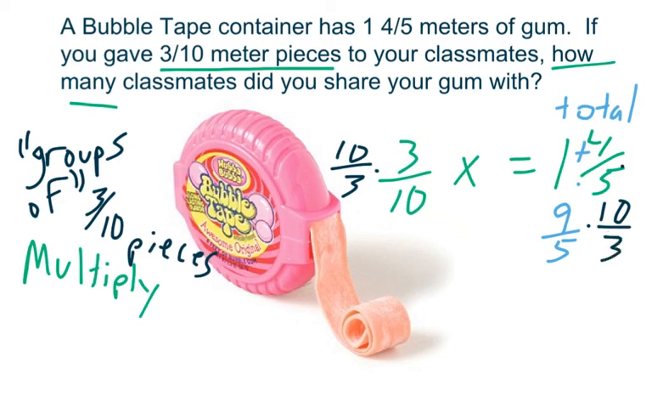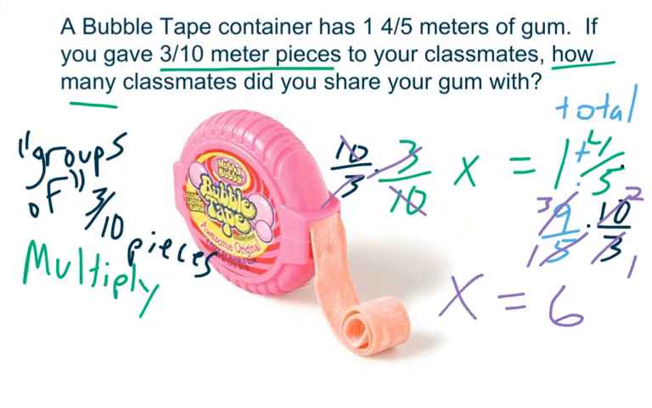And I'm going to look for a common factor on the top and bottom. So 5 and 10, they have a common factor of 5. It'll go once and twice. And then 3 and 9. 3 will go into 3 once, 3 will go into 9 3 times. Now I'm going to multiply across, and I get 6 over 1, which is just 6. And remember, my 10's and my 3's canceled, so it's just 1x equals 6.